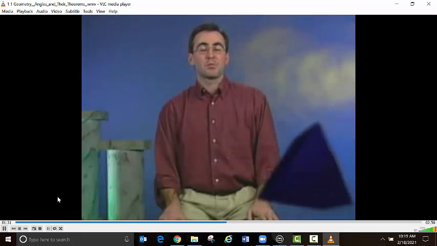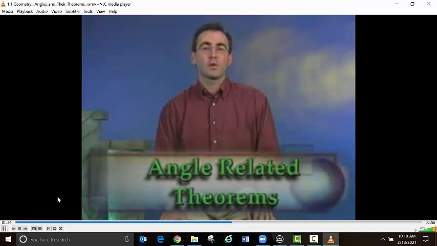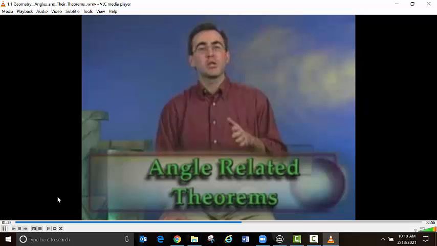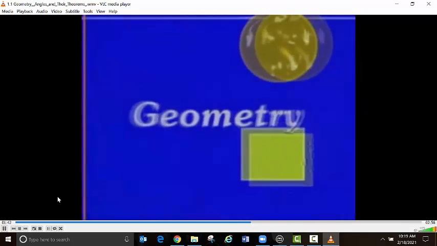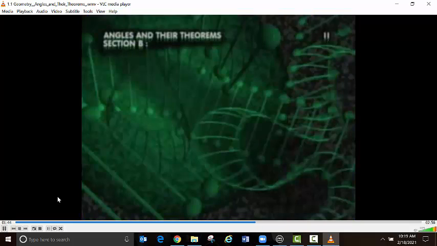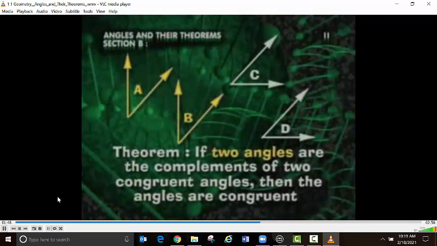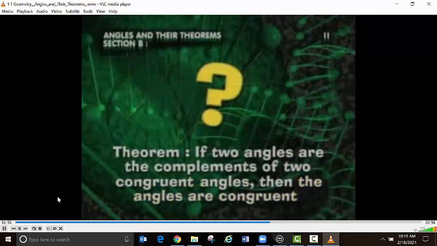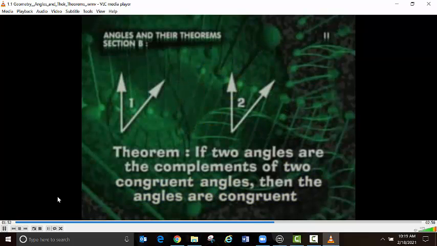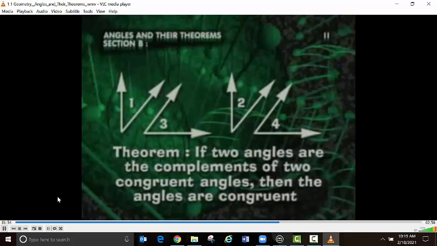Now that we've got those properties of algebra under control, we're going to get into the angle-related theorems. These are important theorems we'll be using in later proofs, so be sure to go back and review this section to make sure you get them down. Theorem. If two angles are the complements of two congruent angles, then the two angles are congruent. You see how that works? If angle 1 and angle 2 are the complements of angle 3 and angle 4, and angle 3 and angle 4 are both 60 degrees, then angle 1 and angle 2 must be 30 degrees.